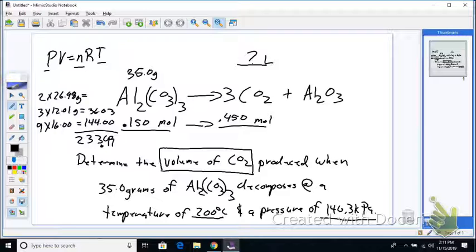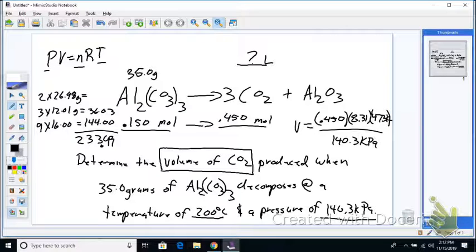So volume equals n, which is 0.450, R, which in kilopascals is 8.31, and T is what? 473. Divided by P, which is 140.3 kPa. And that should give us our volume in liters.